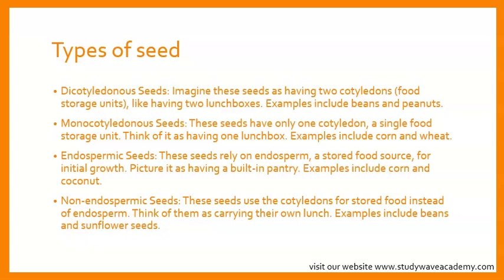Another type of seed we have is non-endospermic seeds. These seeds use the cotyledons for stored food instead of the endosperm. Think of them as carrying their own lunch. Examples include beans and sunflower seeds. These seeds carry their own lunch instead of having a pantry. Okay, you can think of them as having their snacks with them. Do you understand that? Good.